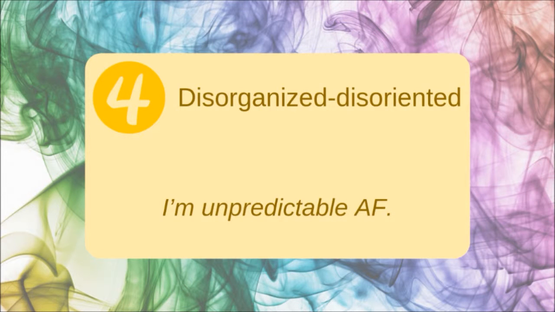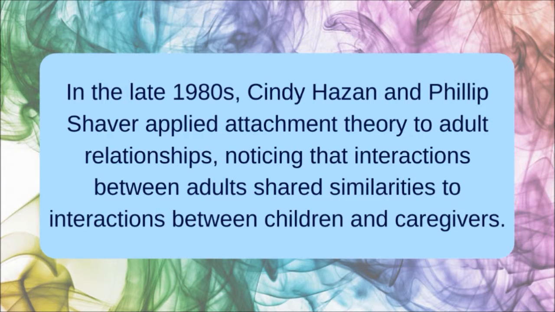In the late 1980s, Hazan and Phillip Shaver applied attachment theory to adult relationships, noticing that interactions between adults shared similarities to interactions between children and caregivers. As quoted here from Wikipedia, Attachment in Adults.